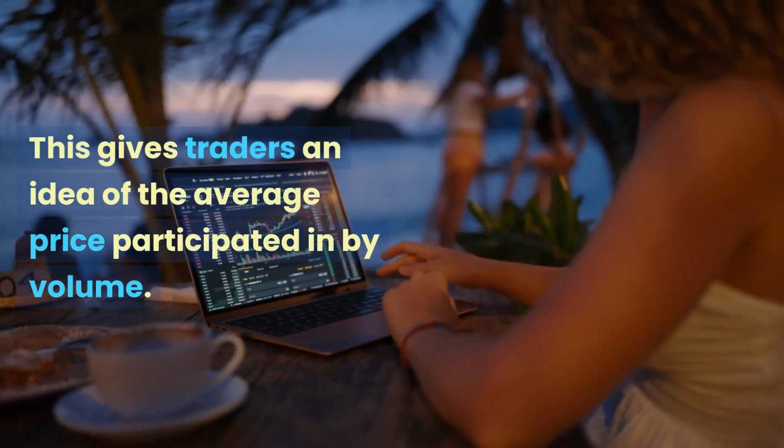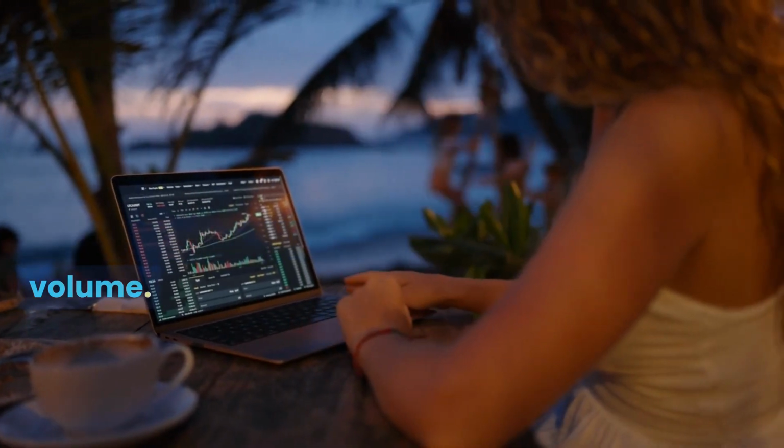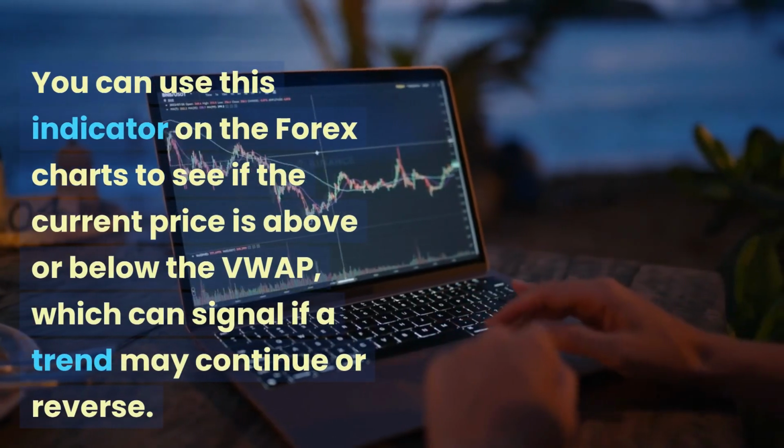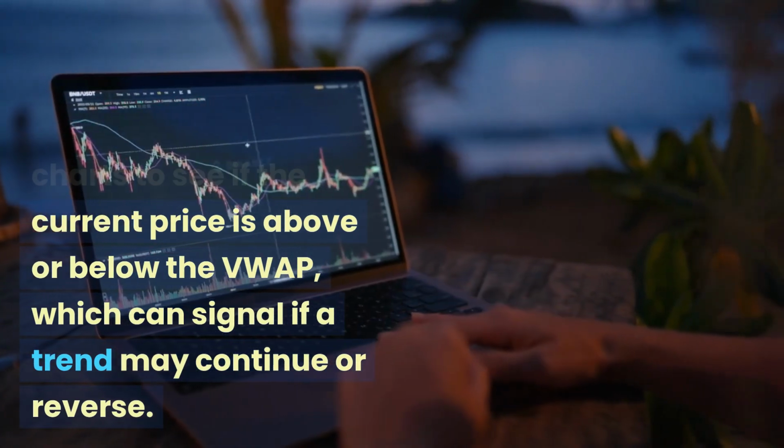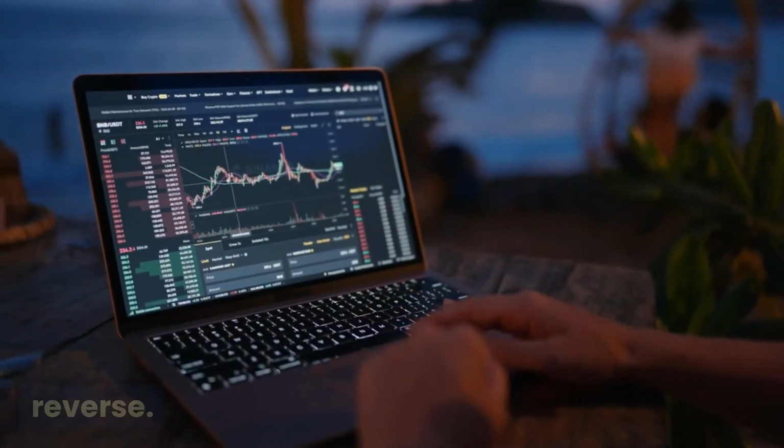This gives traders an idea of the average price participated in by volume. You can use this indicator on the Forex charts to see if the current price is above or below the VWAP, which can signal if a trend may continue or reverse.